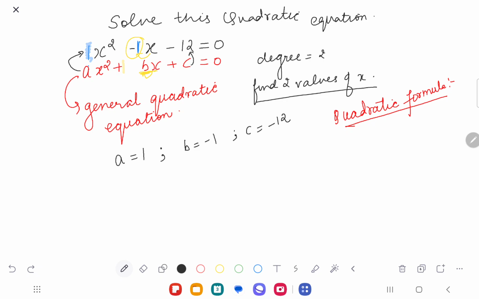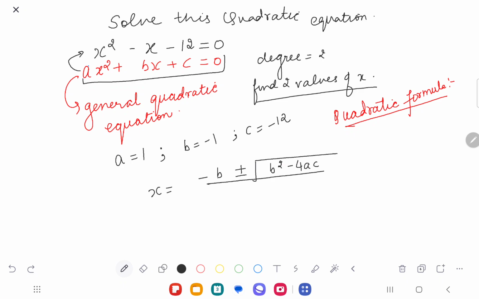So first thing first, I have to see the equation and I have to compare every quadratic equation with a general quadratic equation, and that is ax squared plus bx plus c. Do you understand my point? Yes or no? And in the quadratic formula, the values of x would be equal to minus b plus minus under root of b square minus 4ac over 2a.